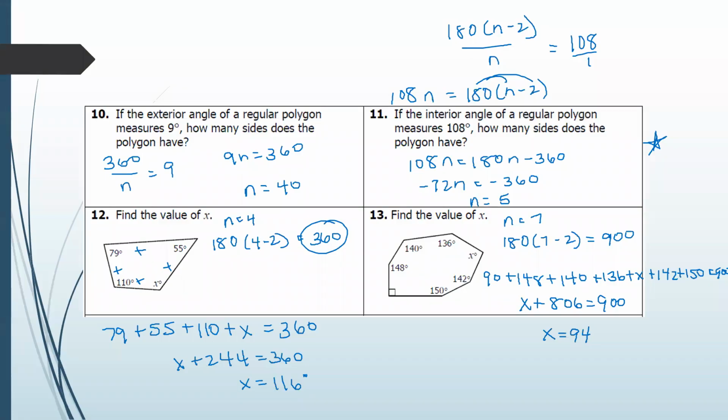Okay, so for number 13, we had 7 sides or 7 angles. Sometimes it's easier to count the angles than it is to count the sides. Because it had 7 sides, I can find the sum of interior angles, 180 times 7 minus 2, which is 900. So I know that these interior angles have to add up to 900. I set up my equation where I'm adding all 7 interior angles together. Remember that little box is 90. I combine my like terms, so I get x plus 806, and they have to add up to 900, the sum of interior angles. Subtract 806 from both sides, and there you get x equals 94.